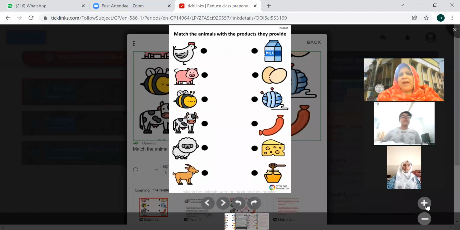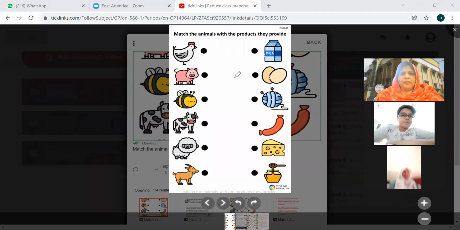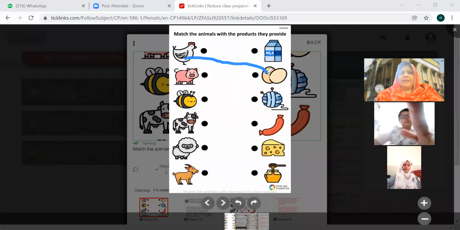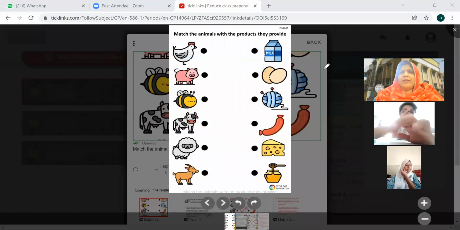So can you please match, for example, hen gives eggs. Okay, so it would be matched like this. I'm going to match hen with these eggs. Okay, so like this, can you please tell me what are the other products that you get from other animals?